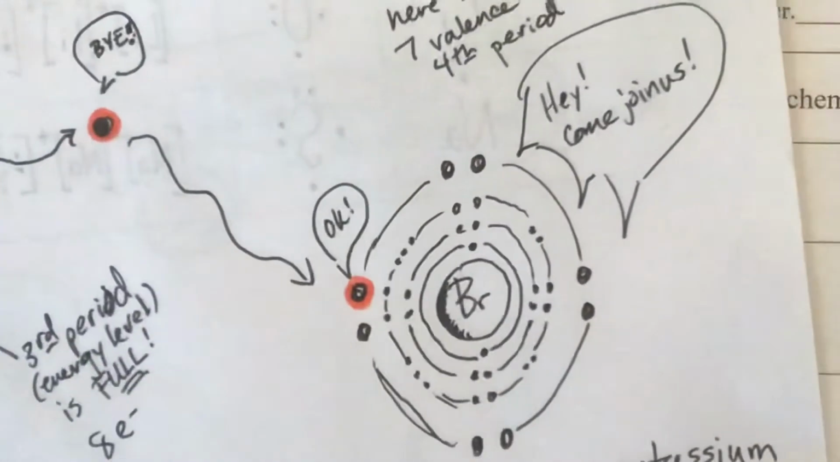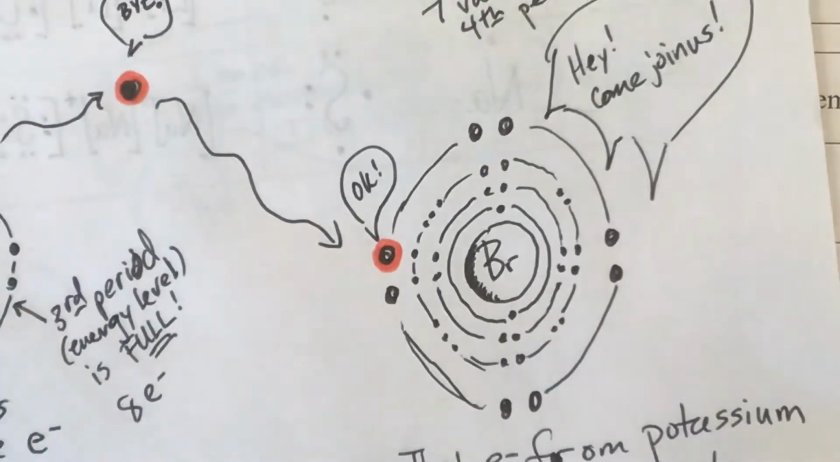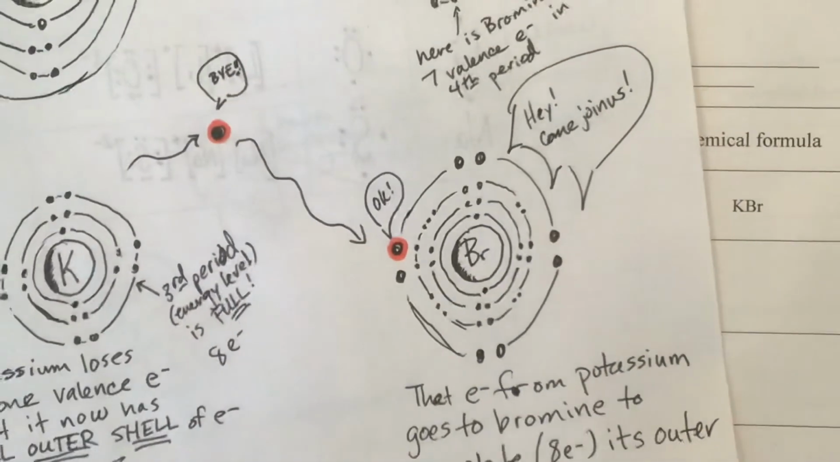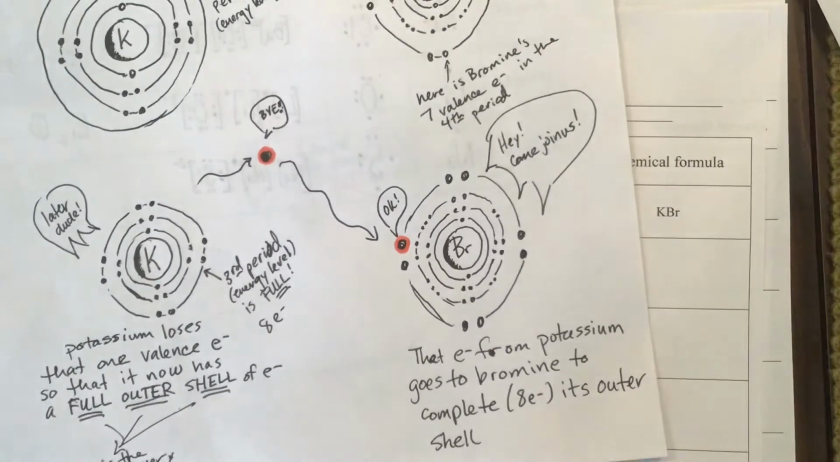So what's going to happen, you remember that electron that left potassium? Well, it's going to come over there and it's going to join. See, it says, hey, come join us. It's going to join those 7 electrons over there in the fourth energy level of bromine, okay? And so now bromine has a full outer shell in the fourth energy level. It has 8 valence electrons. 8 is great. That's the goal, all right?